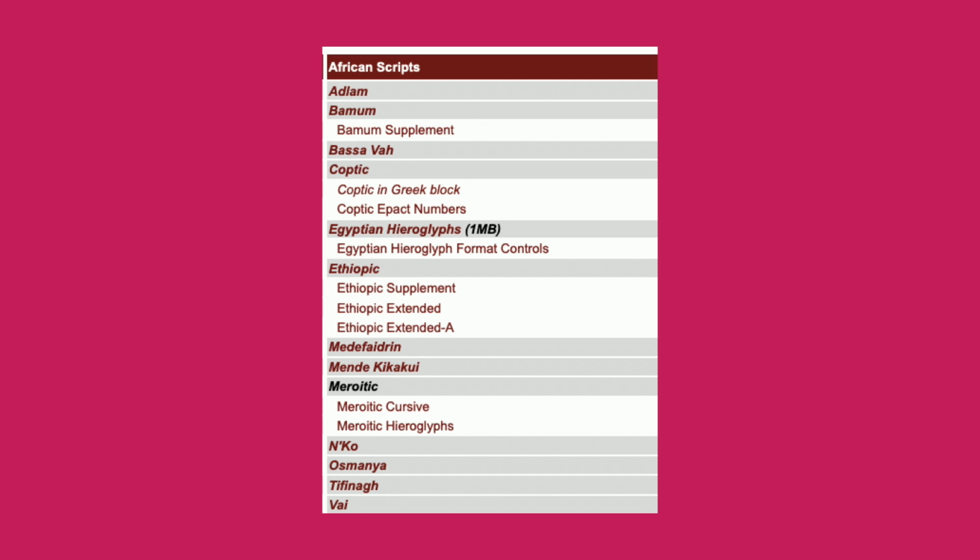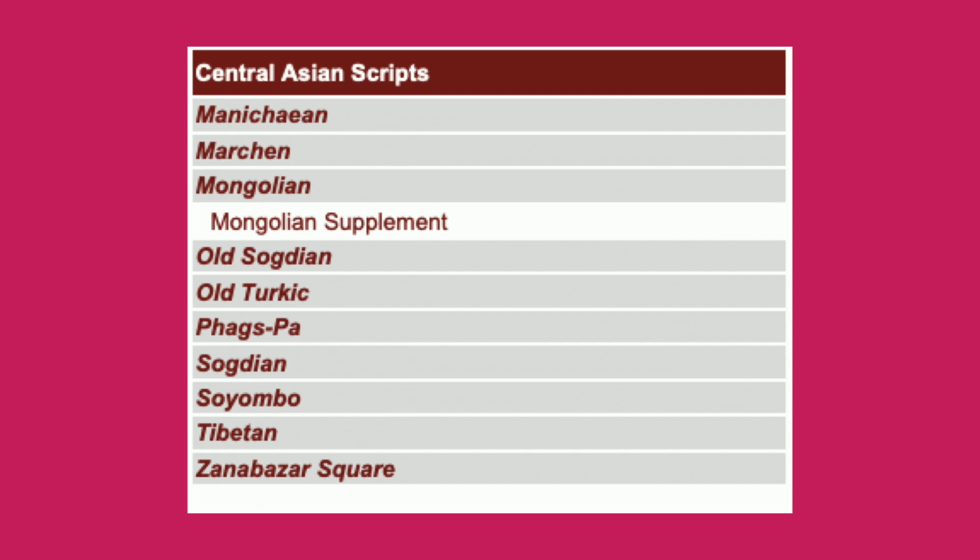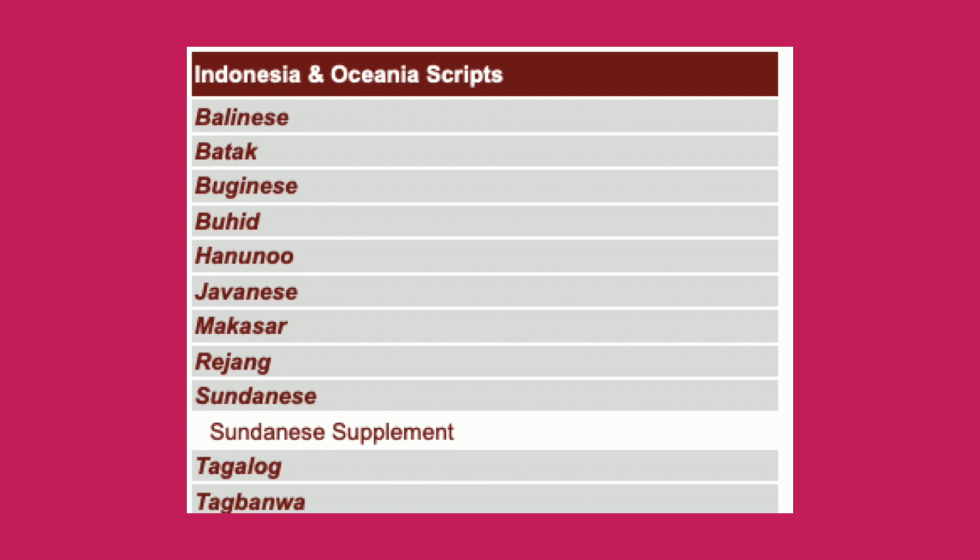So some of the various writing systems covered by Unicode, I just have some examples here. We have various African scripts, including the Egyptian hieroglyphs. We have Central Asian scripts, and we even have scripts for Indonesia and Oceania. So it really covers a lot of ground.